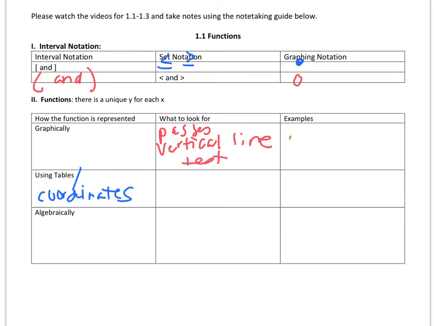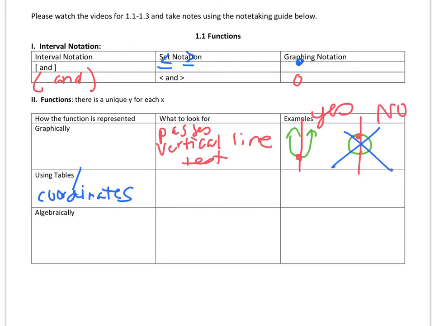So if I have a quadratic or a circle and I draw a vertical line through it, as long as it only touches in one place, it is a function. If it crosses it on two, then it's not. So this is not a function.